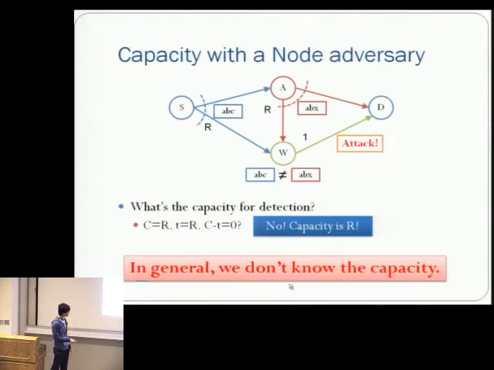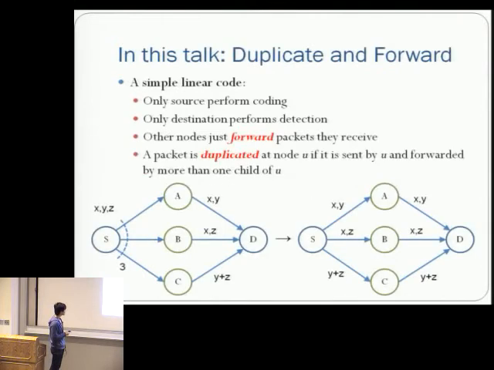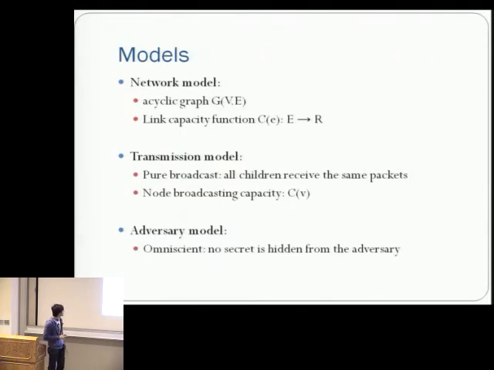To approach the solution of finding the capacity under the node adversary, we started thinking. So let's introduce our models for our work. For the network model, we assumed we are given a topology that's a cyclic graph with the set of nodes V and the set of edges E. And of course, each link in this network is associated with a link capacity function C, which maps from a link to any real number.